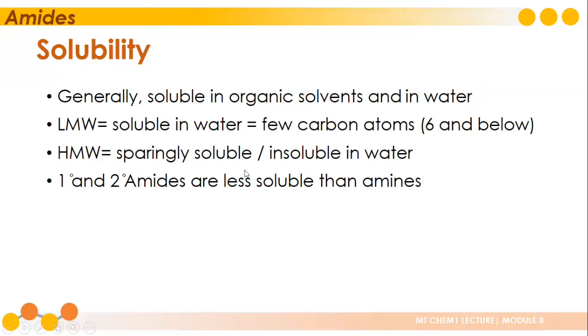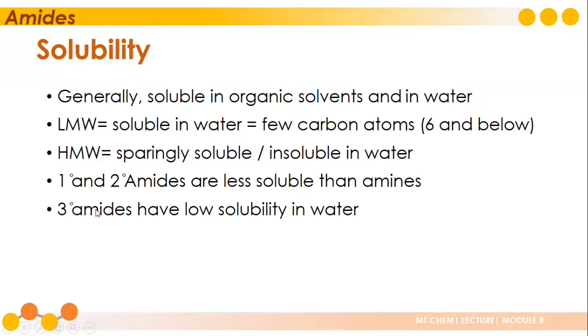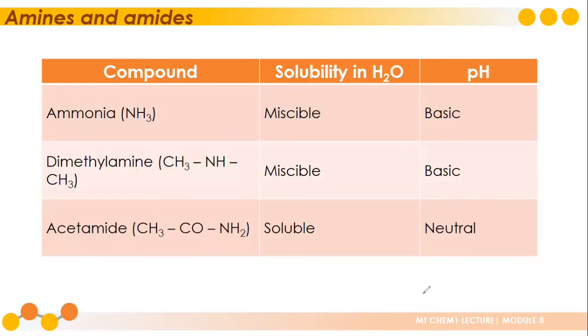Primary and secondary amides are less soluble than amines. Tertiary amides, on the other hand, have low solubility in water, so they might tend to produce a precipitate. Let us take a look at this example of the table comparing ammonia with dimethylamine and acetamide. In this one, it's showing its solubility in water.